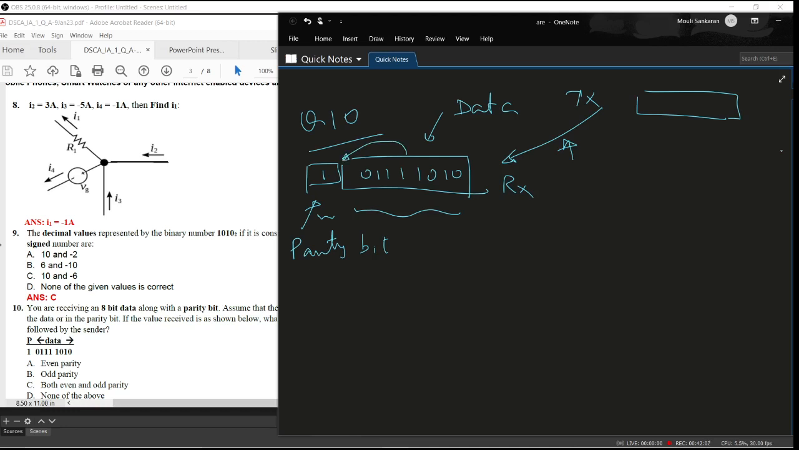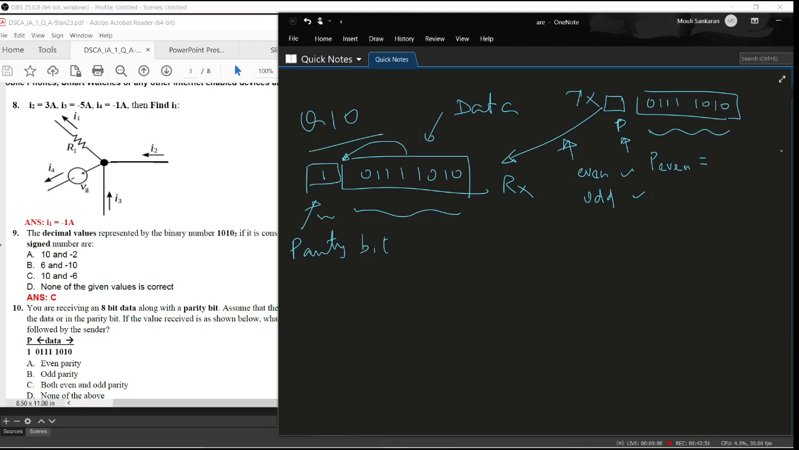Now, the sender is free to choose even parity or odd parity. What does it mean? Based on the data, I can generate a parity bit, but I do it based on whether I decide to follow even parity or odd parity. What do I mean by even parity? Suppose I have the same data, 0111 and 1010. If I decide that I am going to generate even parity, I need to choose a bit for it. Let me call it P even. I need to choose whether it is a 1 or a 0.